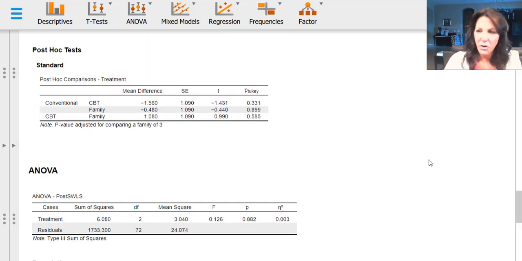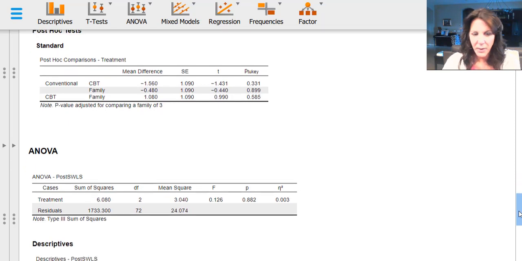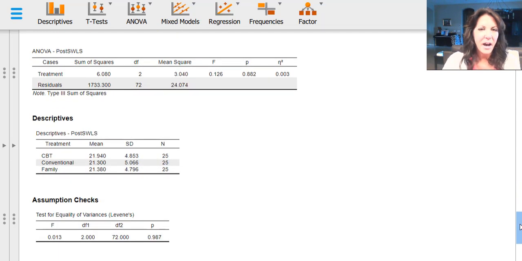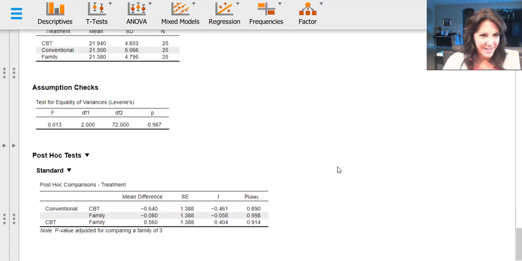So here's our last ANOVA. Let's just take a look at this. We have an F of 0.126, a p-value of 0.88, and an eta squared of 0.003. All right. Think you know what all this means, right?